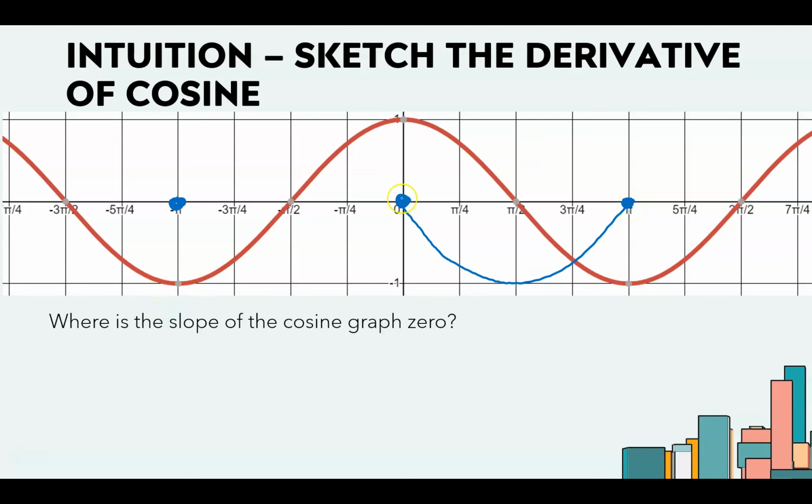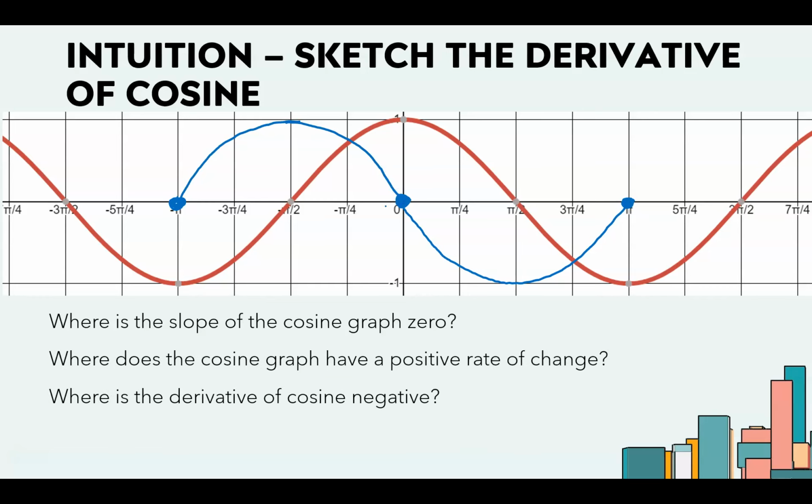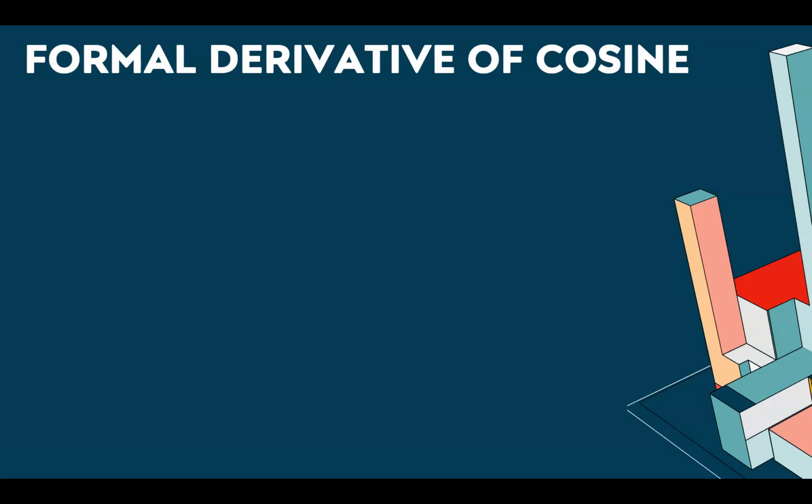In between negative pi and 0, cosine increases. Cosine has a positive rate of change. Cosine must have a positive first derivative. All of these little tangent slopes would be positive, and most positive at pi halves. So again, we see something similar, but notice that's actually not what you might expect from sine, because sine is definitely not negative between 0 and pi.